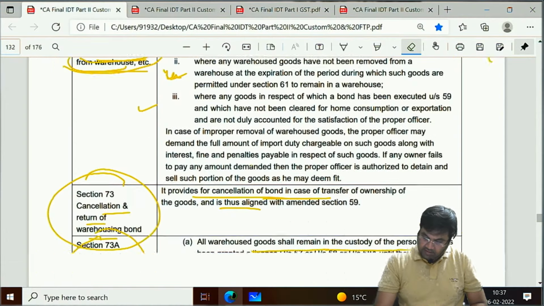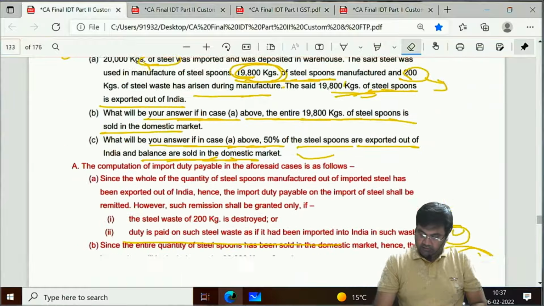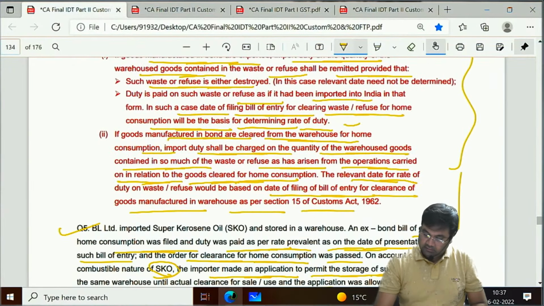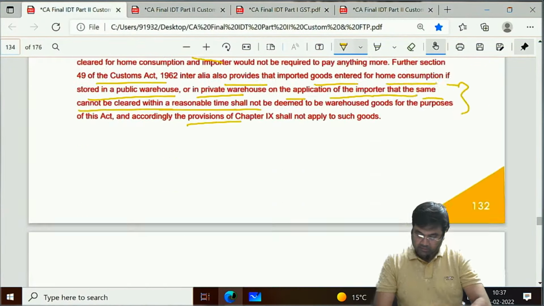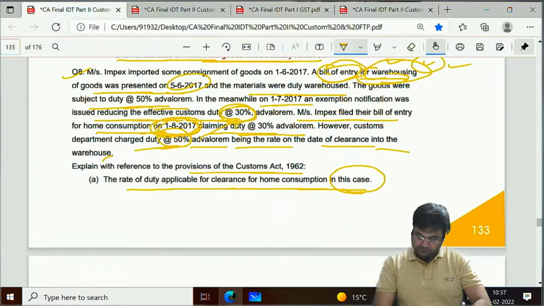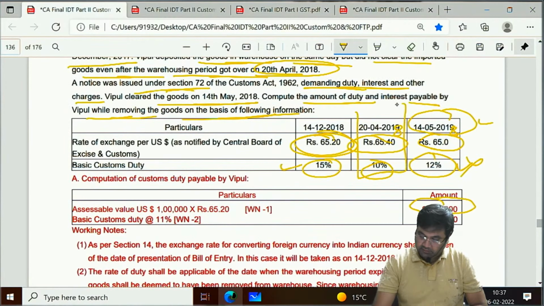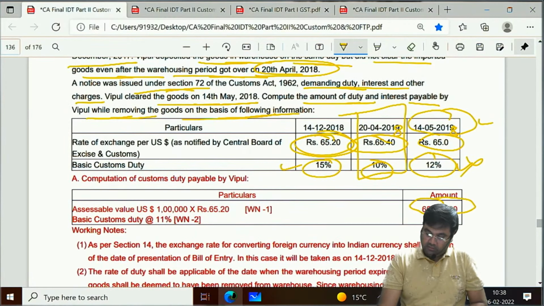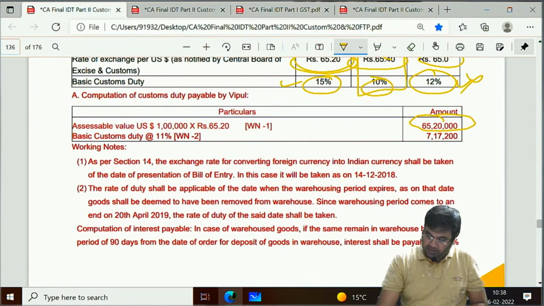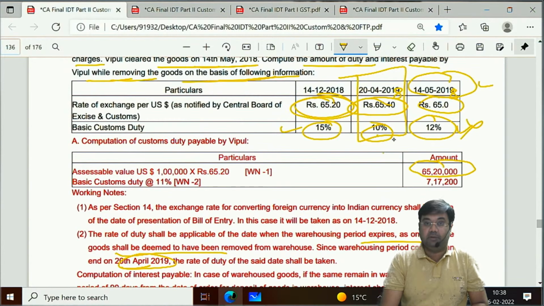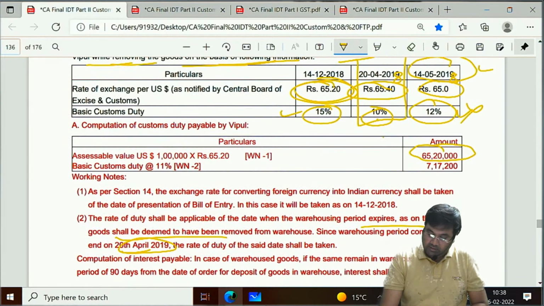So you can see that I have written it somewhere. On that date, the rate of duty is going to be applicable. In this scenario, the rate of duty applicable is the one on the date when the period expired, which is 20th April 2019. So 10% plus 1% SWS, 11% is going to be the rate of duty. So this is the amount of duty.